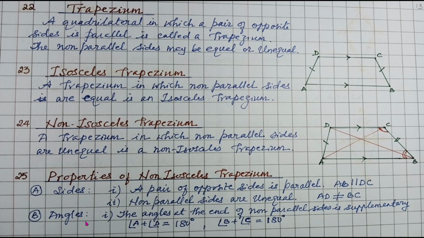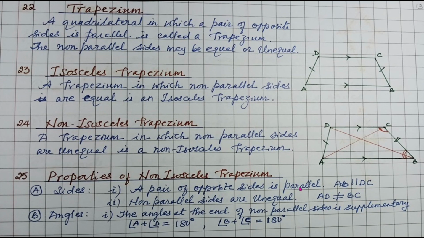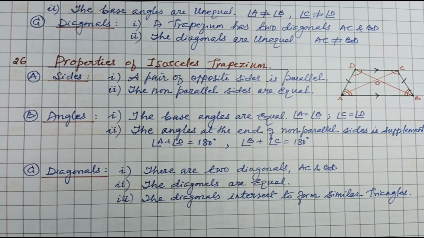Now when we talk about angles, the sum of the angles at the end of the non-parallel sides, it is the non-parallel sides here. If I add angle B and angle C, the sum is 180 and so also angle A plus angle D is 180 degrees. Remember that. And the base angles are unequal. Therefore remember, in a non-isosceles trapezium, the base angles, angle A is not equal to angle B and angle D is not equal to angle C.